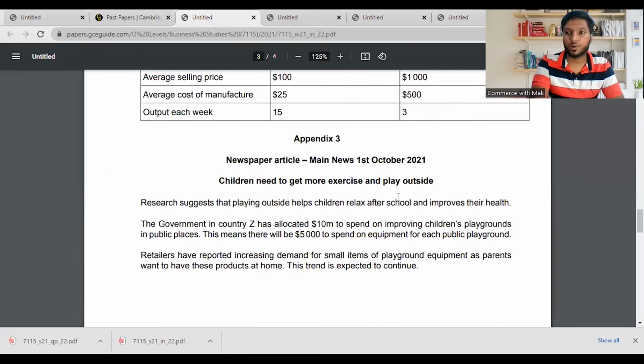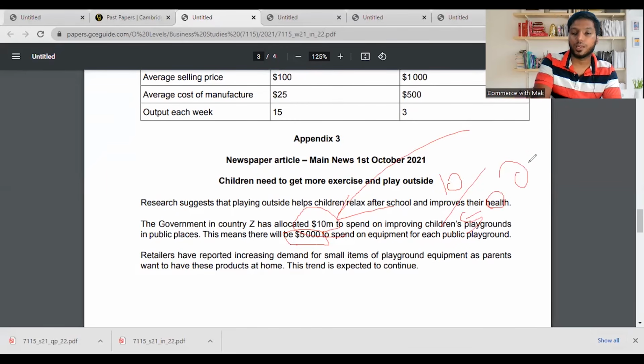So this is what I was explaining all this time. I think I have not changed the bar of the question. You need to understand what they have given here. 5,000 is the amount they are going to spend on each equipment. So 10 million is the amount the government is going to invest in the project. If you divide 10 million by 5,000, they are getting almost 2,000 playgrounds. So 2,000 playgrounds is a big amount of investment. On the other side, they are saying that small items of playground equipment is also expected to continue.